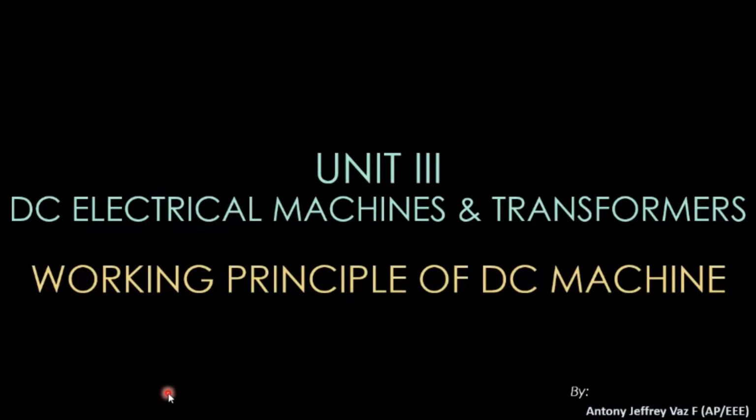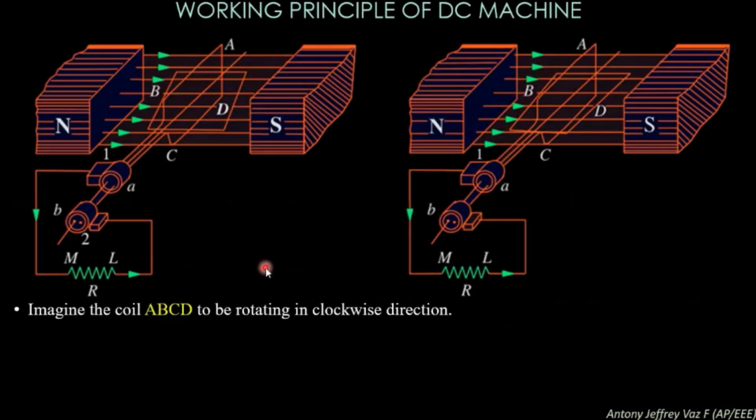Welcome. Today we will be seeing about the working principle of a DC machine. This is the generator. This generator has a permanent magnet with a North Pole and a South Pole, and this is the coil ABCD, which is present inside the magnetic flux from the North Pole to the South Pole.